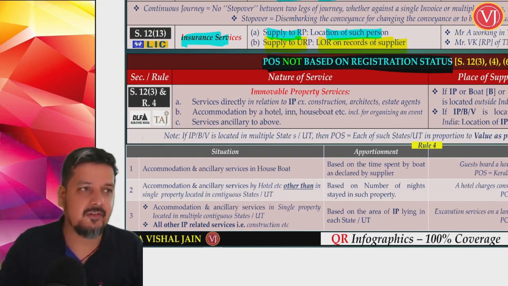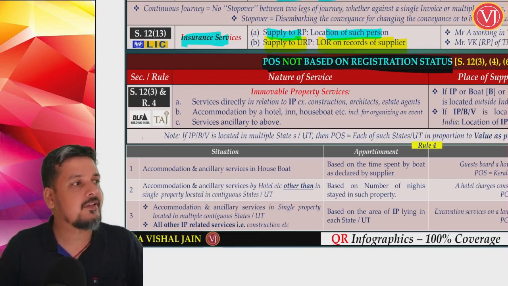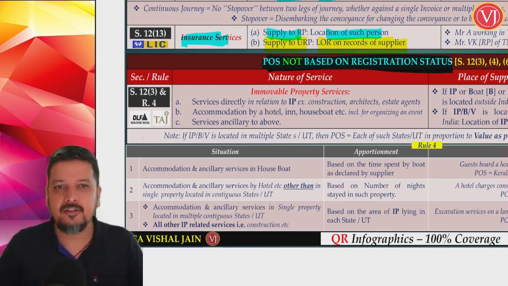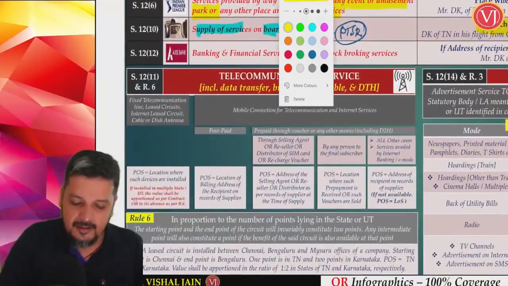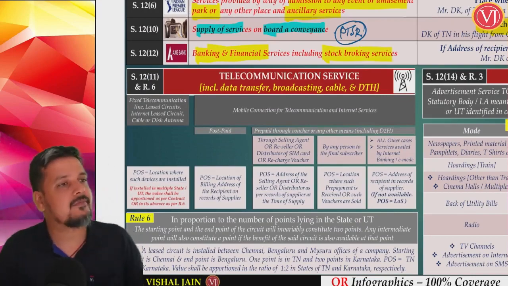Right, this is insurance service. Whenever you talk about insurance, that's a sister service which will come, something related to insurance service. If you talk about insurance service, you should know something about banking and financial services, including stockbroking.